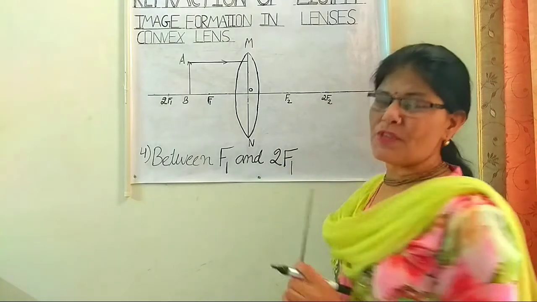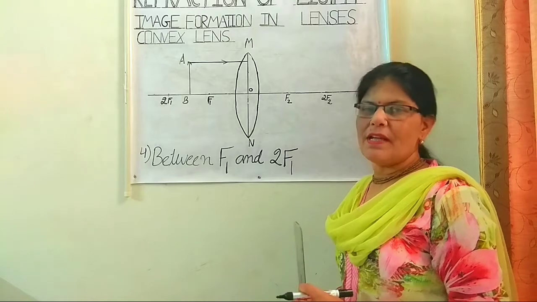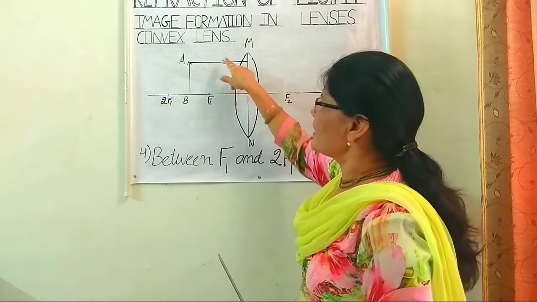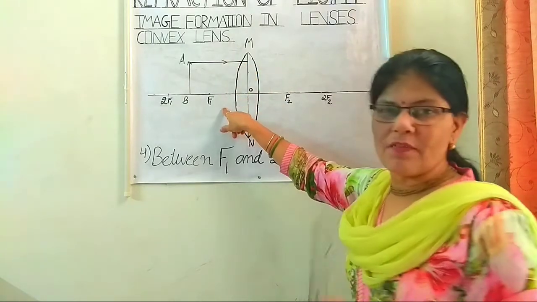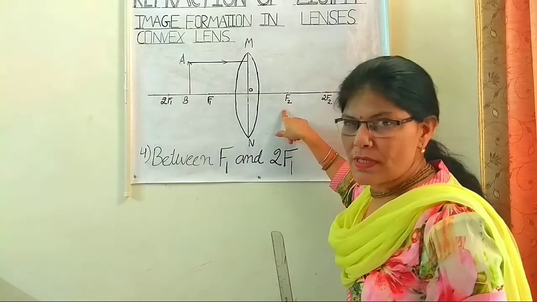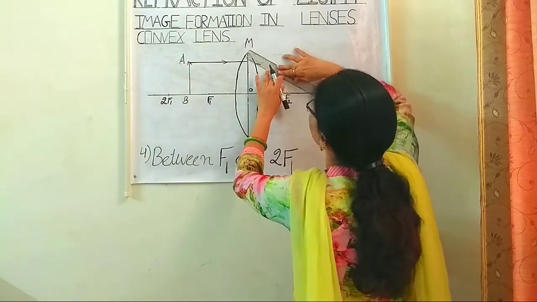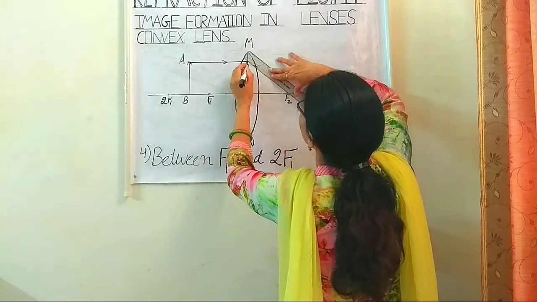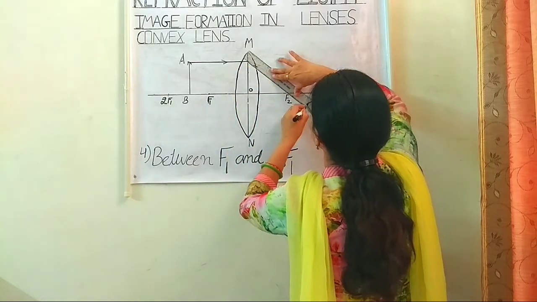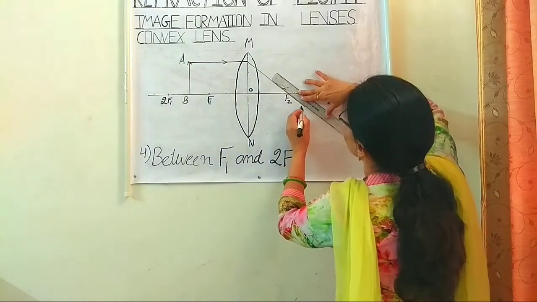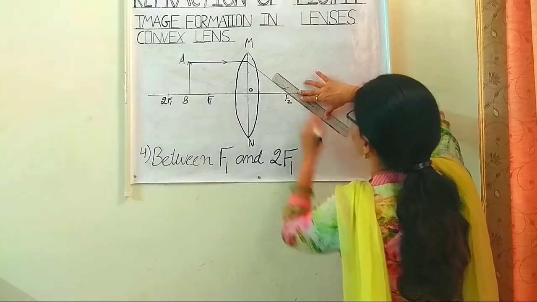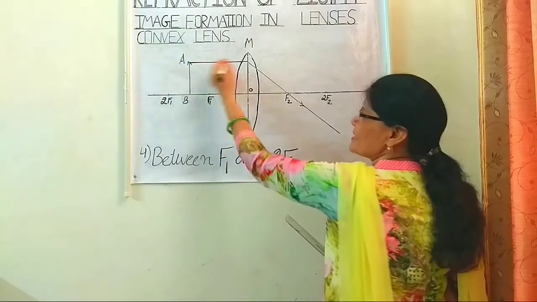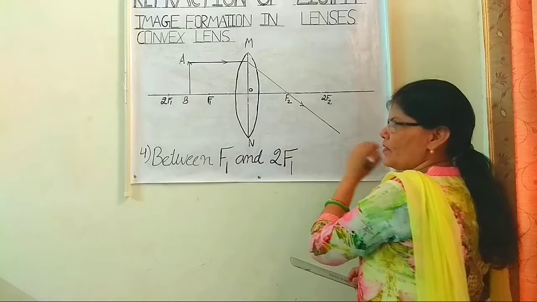So according to the first case, when an incident ray comes parallel to the principal axis, this is the principal axis, this is the incident ray. It comes parallel to the principal axis, then the refracted ray will pass through the focus. So let us draw this. This is our refracted ray. It will pass through the focus. And let us put an arrow. The arrow should be in this direction. This is the incident ray and this is the refracted ray. So this is the first case.